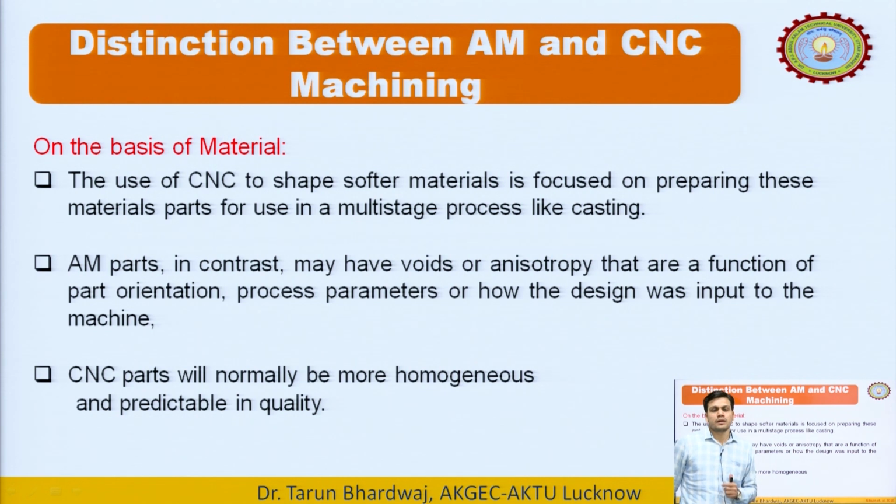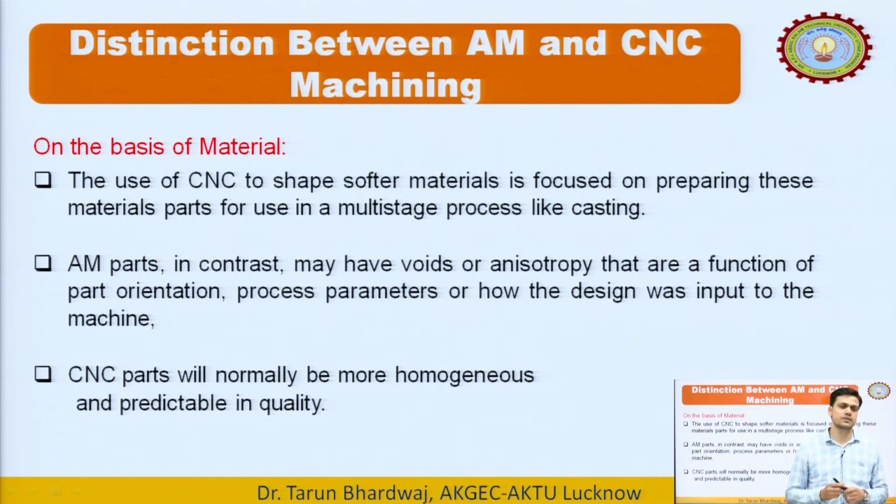Okay. The use of CNC to shape the softer material is focused on preparing these material parts for use in multi-stage processing like casting. Suppose you have to create any object or 3D model. What you used to do is first have the casted part with you, and after that you machine that product. So, there are a number of stages in CNC machining, but when we talk about additive manufacturing, you have only a single stage.